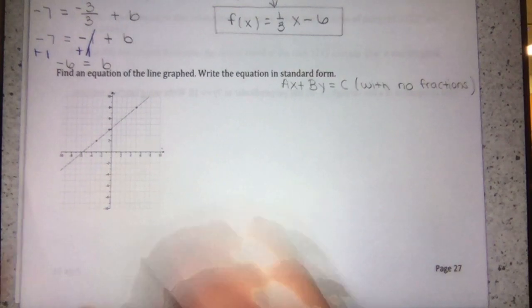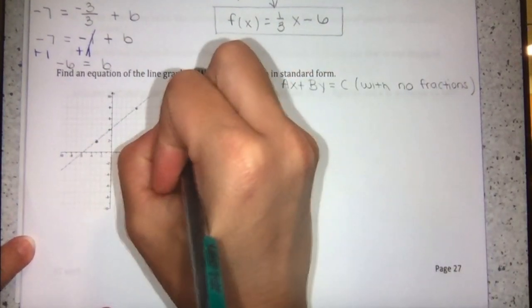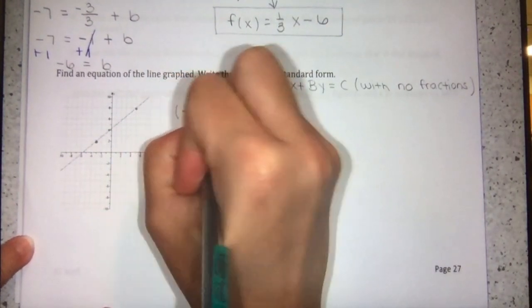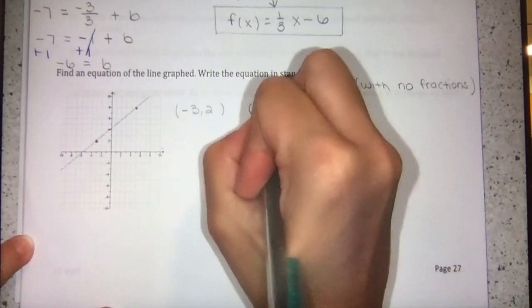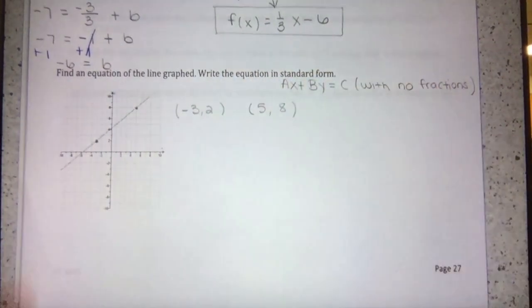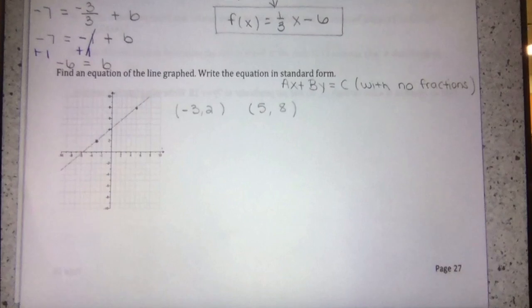So they give us kind of 2 points right here, which is -3, 2. And this point is over 5 up 8, so 5, 8. So I can use those 2 points. Now it's exactly like the other problems we did. We can find the slope. We can find the y-intercept. The only thing is another option we have is we can count to find the slope and the y-intercept.